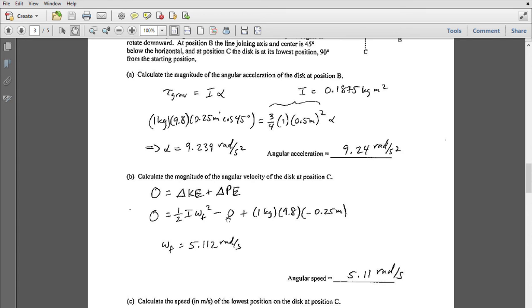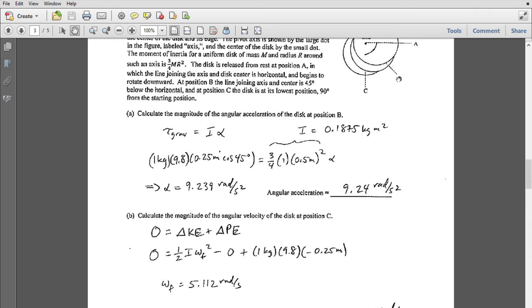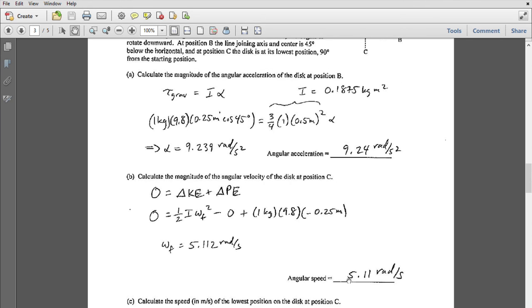So it had 0 kinetic energy to begin with. Here's our omega final we're looking for. And in going from A down to C, notice that the center of mass goes from being parallel with the axis to being a quarter meter below the axis. And that means delta y is minus 0.25 meters. So this is the change in potential energy. Solving for omega final, 5.112 radians per second.